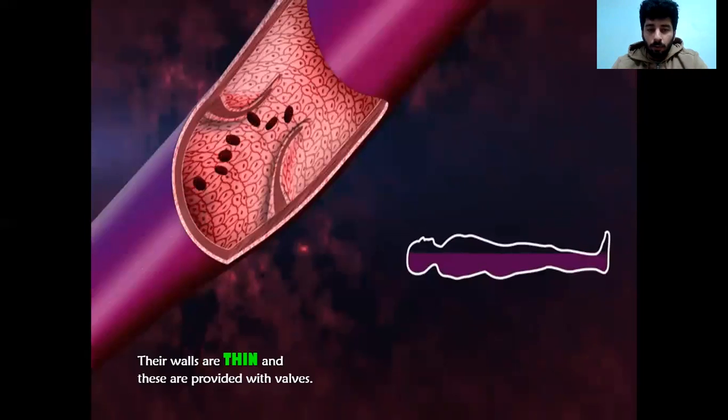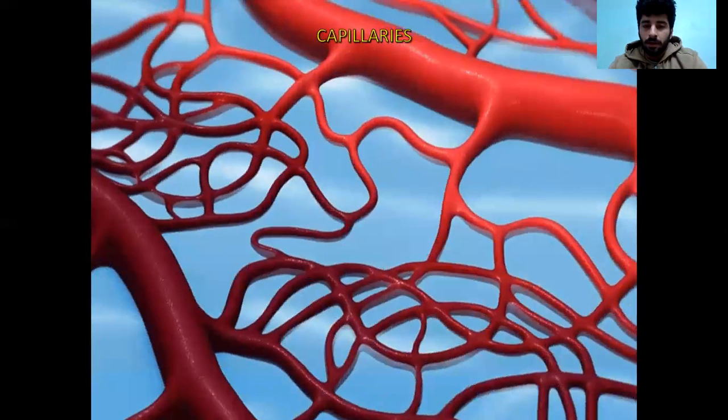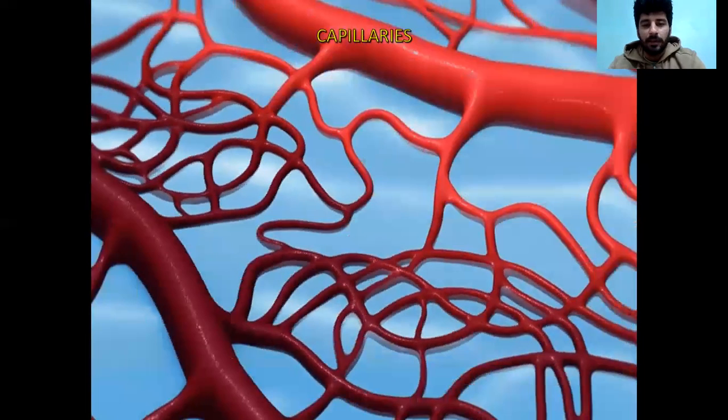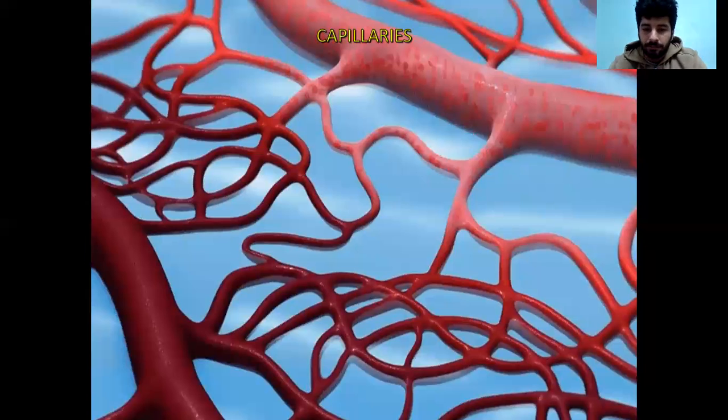Along with that, the walls of these veins are going to be thin. In arteries, the walls were thick, whereas here the walls are thin. Now we come to the concept of capillaries. Students, you have seen capillaries. It is just that we do not know they are the capillaries.